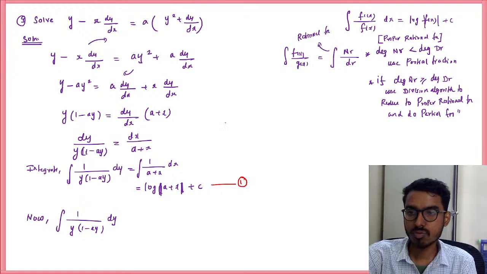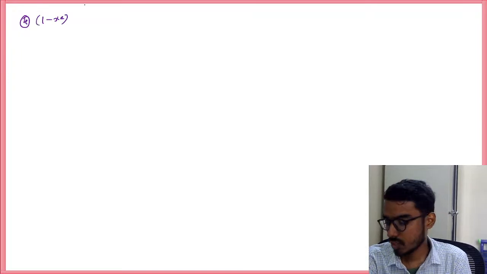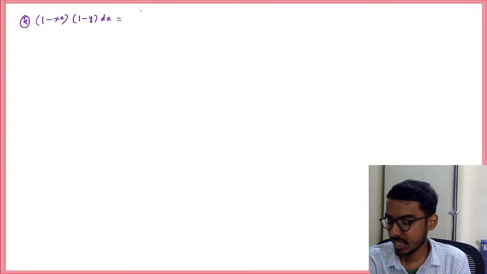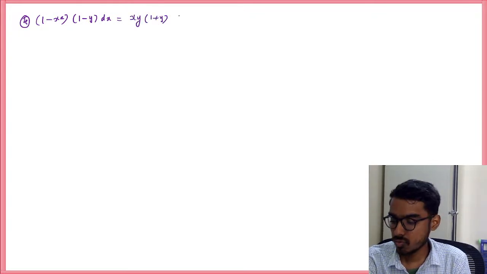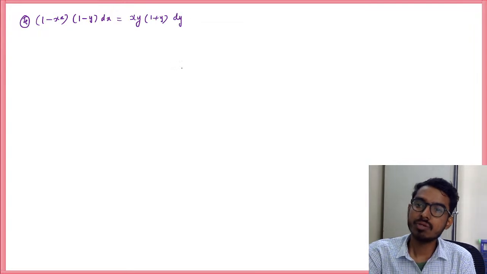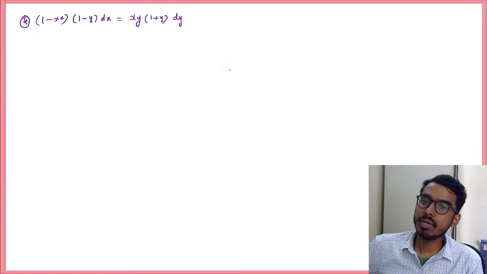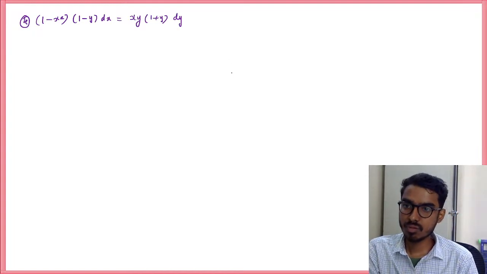Okay, so 1 minus x square, fourth problem. 1 minus x square into 1 minus y dx equal to xy into 1 plus y dy. So we need to solve this, right? So we need to solve 1 minus x square into 1 minus y dx equal to xy into 1 plus y dy. Okay, so we'll do this.